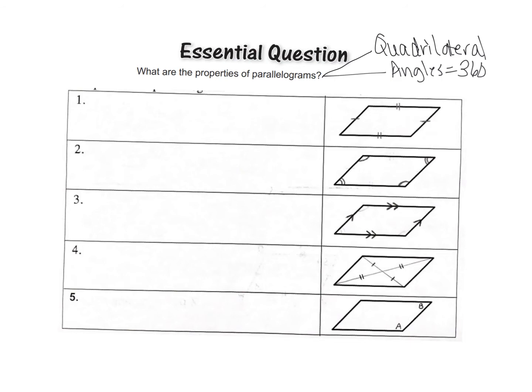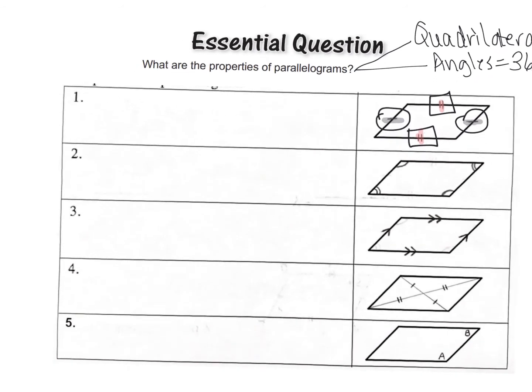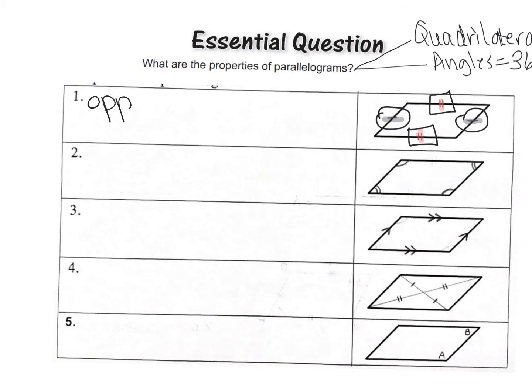The first one here, if you look at the diagram on the right, it has these little tick marks. If you remember, those little tick marks tell us something about the diagram. It tells us that this tick mark and this tick mark are the same, and this tick mark and this tick mark are the same. It means that the sides that are opposite of each other are the same. So let's put that into words here. I would say that opposite sides are equal to each other.